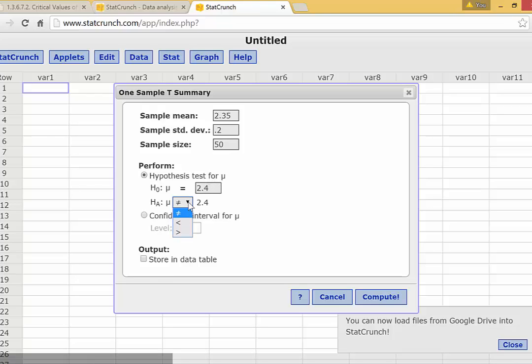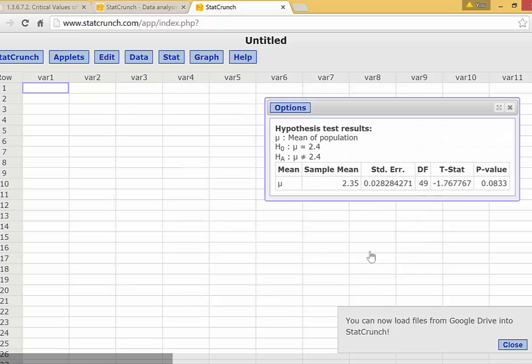We have a little drop-down box here that allows us to do either a two-tailed test like we have going here when we are judging whether or not it is equal or not equal. But we could also be doing a test where we might be asked to make a judgment about whether or not a population parameter is less than or greater than some value. So we'll click Compute. And again, we find this minus 1.768 value if we round to 3 decimal places.